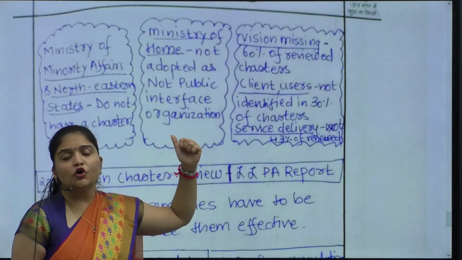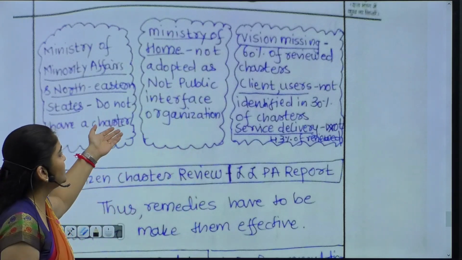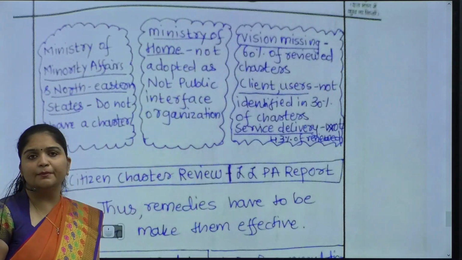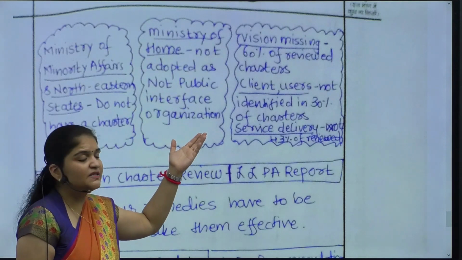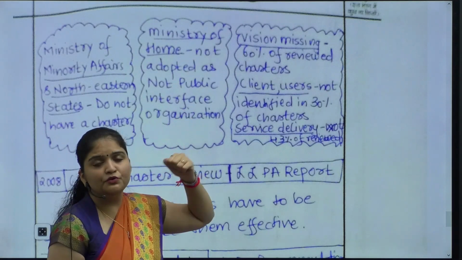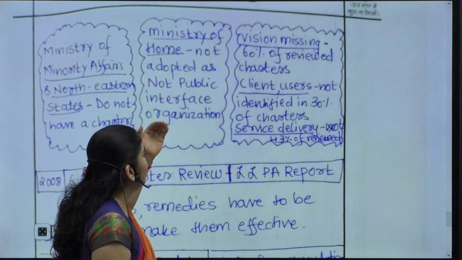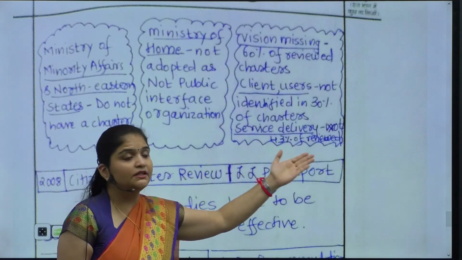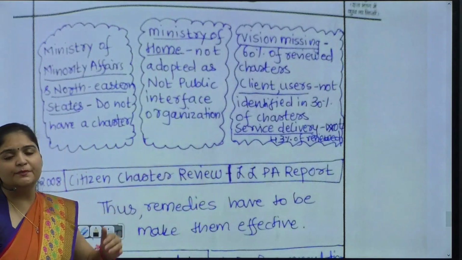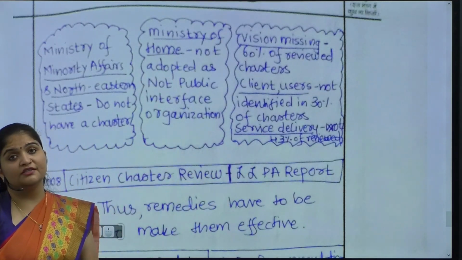Ministry of Home did not adopt it because it considered itself not a public interface organization. Then many of the visions were missing, nearly 60% of reviewed charters did not have a vision. Client users had not been identified in 30%, and service delivery was not there in 43% of the reviewed charters.